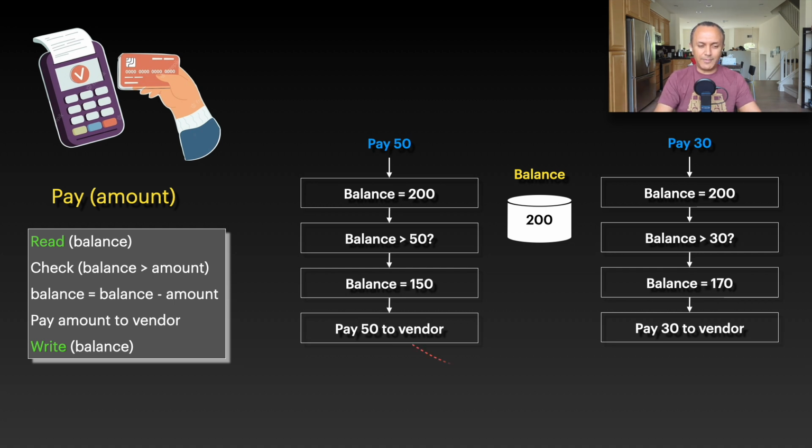We get to the write step, so this one is going to write the value that it has, which is 150, and then the other one is going to write the value that it has, which is 170. So do you see the problem here? The problem is that we started with 200. We paid a total, or we were supposed to pay a total of $80, so we should have ended with 120, but we ended up with 170 still in the balance. So again, some money was created out of thin air because the updates kind of overrode each other. So this is one example of some of the issues that may happen once we have concurrent execution of transactions.